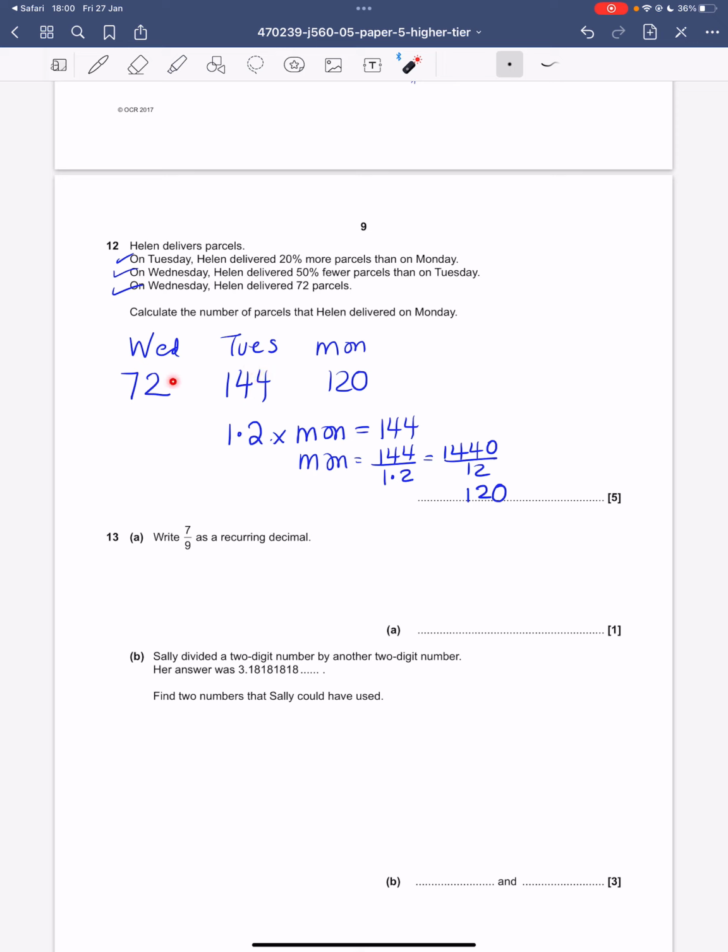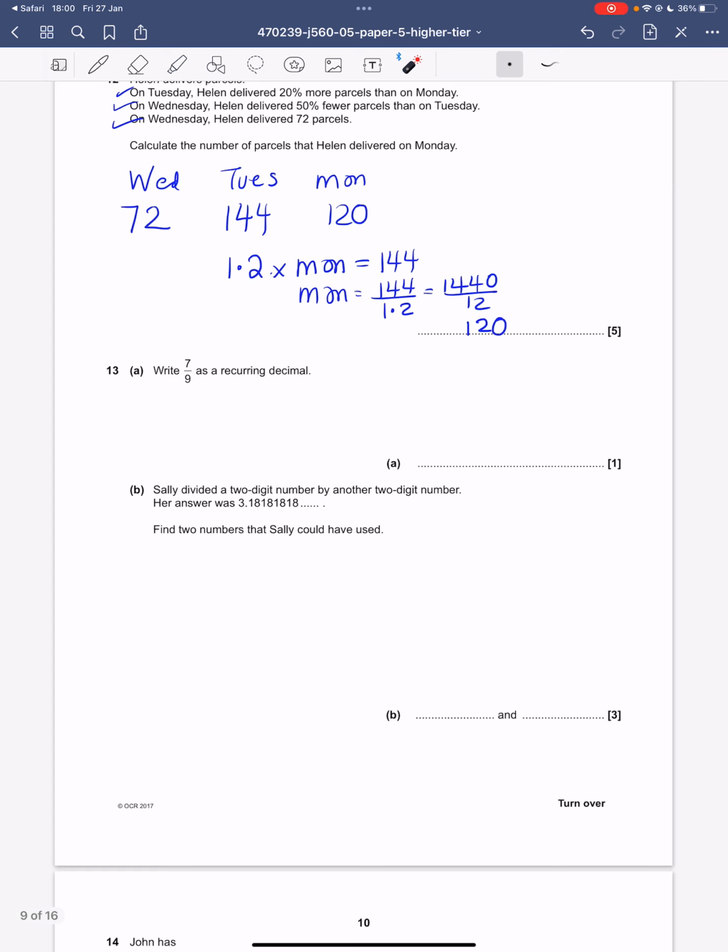On Wednesday, 50% fewer than on Tuesday, so it's half as much. 72, yeah. I'm happy. Right, write 7/9 as a recurring decimal. Now you might know that 1/9 is 0.1 recurring, so 7/9 is 0.7 recurring.